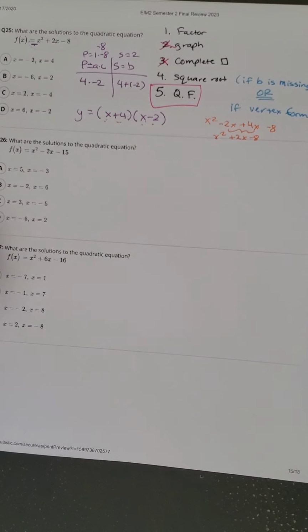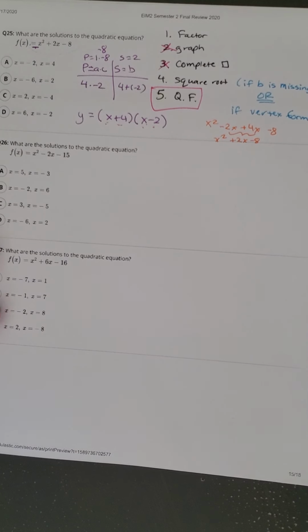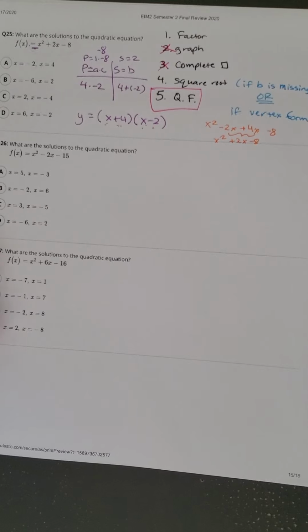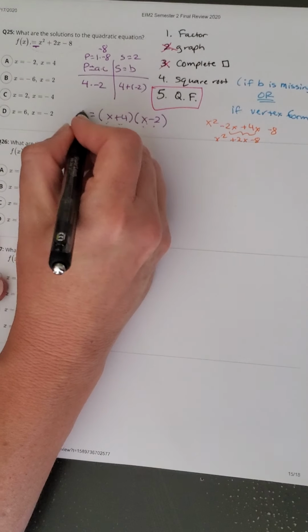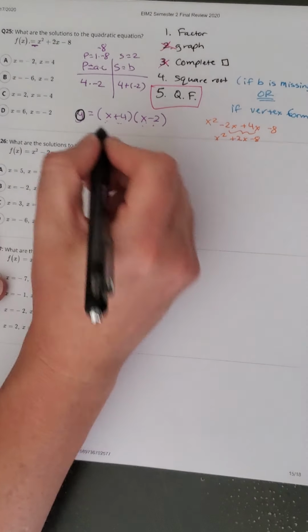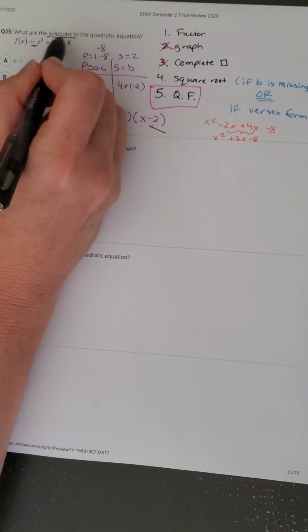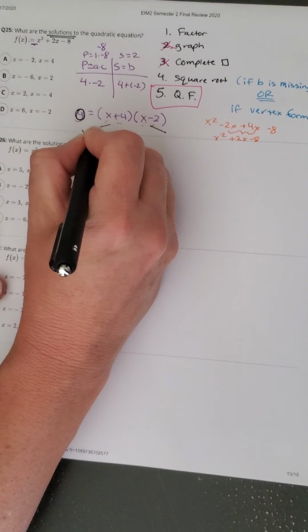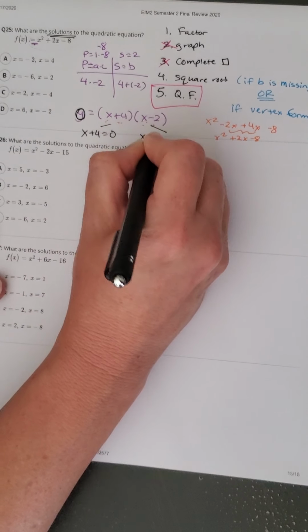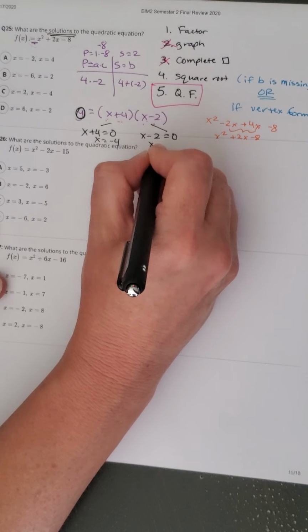Now I'm doing a review of factoring because a lot of students are still having trouble factoring. However, they want you to solve. So when we solve, we set this equal to 0, and then we solve. I'm going to continue on, since it says to find the solutions, not the factors. So I have x plus 4 equals 0, x minus 2 equals 0, x equals -4, and x equals 2.